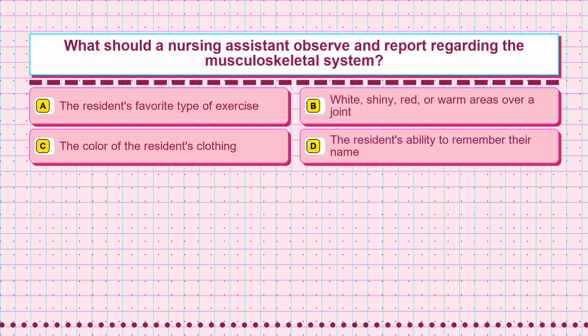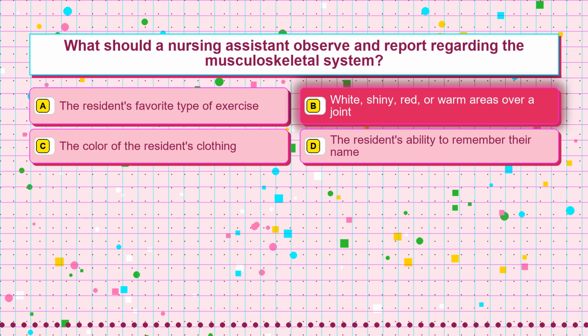Question 59. What should a nursing assistant observe and report regarding the musculoskeletal system? Option A, the resident's favorite type of exercise. Option B, white, shiny, red, or warm areas over a joint. Option C, the color of the resident's clothing. Option D, the resident's ability to remember their name.